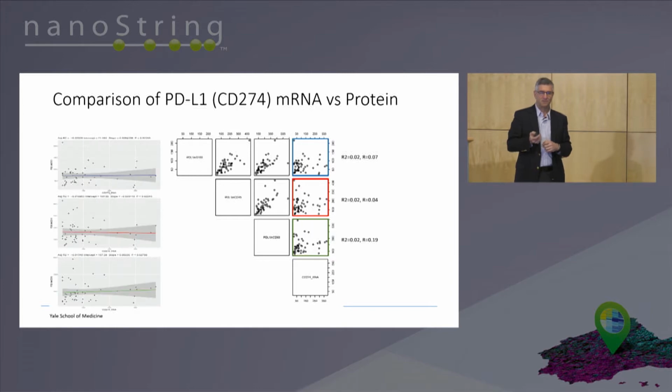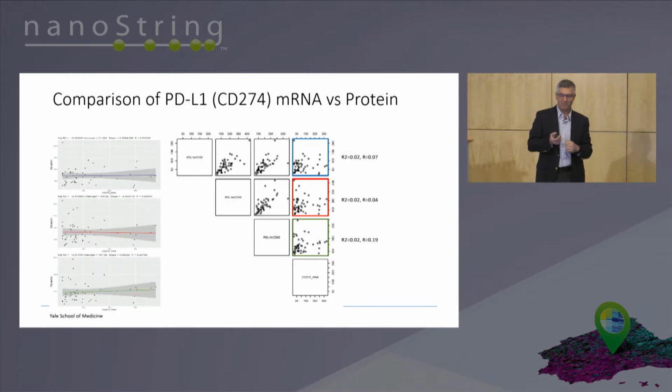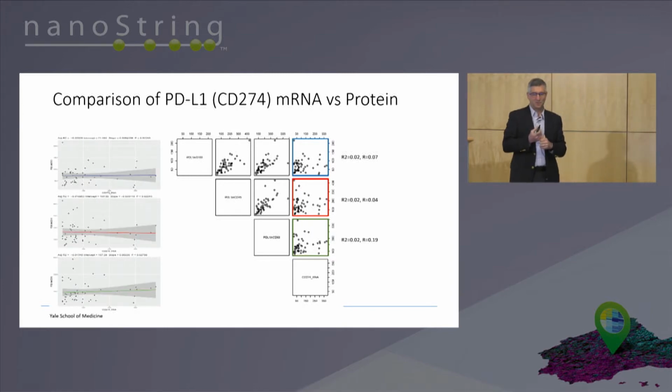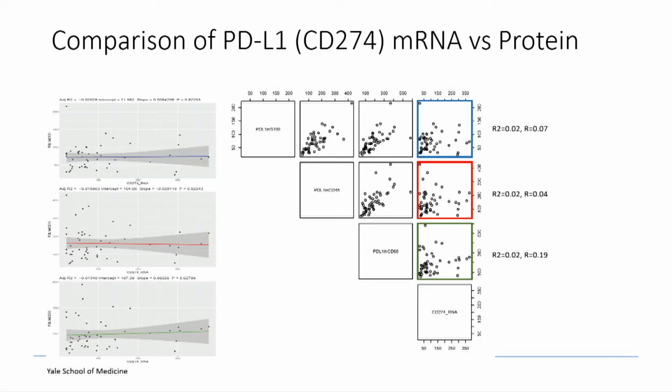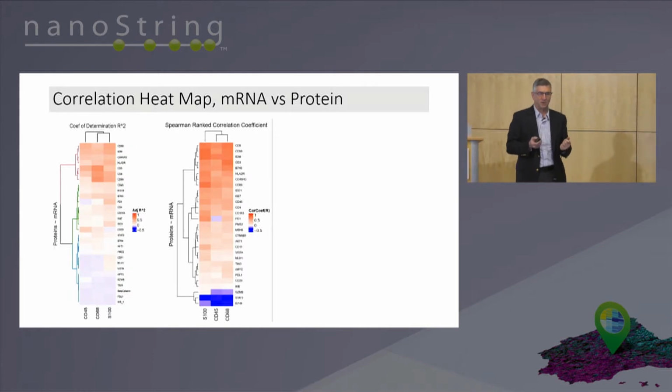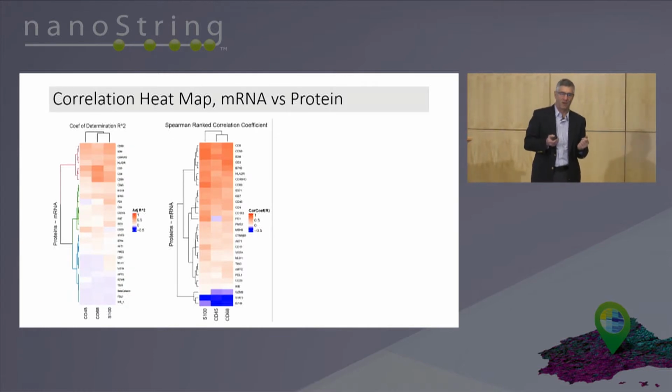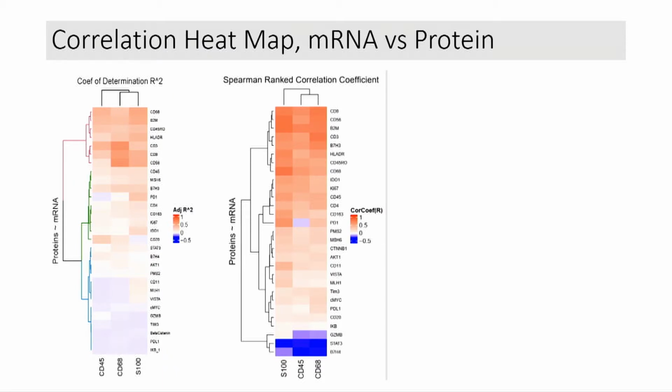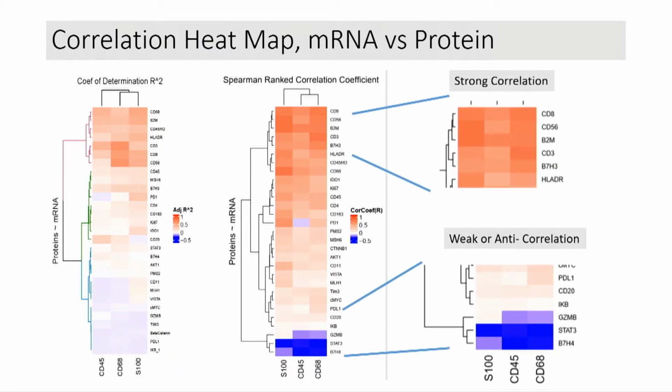But look at this one. This is PD-L1. The Spearman's correlation coefficient ranges from 0.19 all the way down to 0.04 in the CD44 compartment. So RNA really doesn't equal protein. In fact, if we look at all the markers, we can summarize them using an R-squared or using a Spearman rank on the right. You can see the molecules that correlate and the molecules that don't correlate.